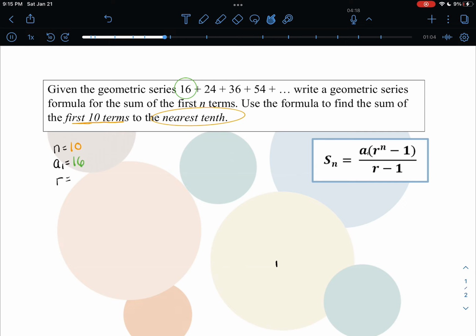The final thing I'm going to need to know for my geometric series formula is the common ratio. It's not given to me, but it's easy to find by simply placing the second term on top of the first term, or the third term on top of the second term, or the fourth term on top of the third term, and finding the ratio of those. Looking at these, I can see that the ratio is a 3-to-2 ratio, so my common ratio is 3/2.